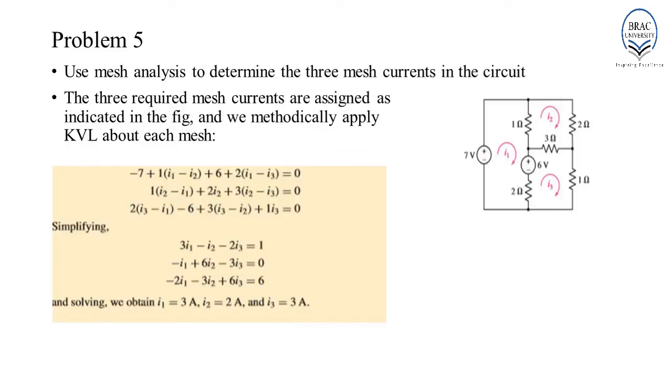Example 5. Use mesh analysis to determine the three mesh currents in the circuit. So, for this particular network, we have to determine the three mesh currents. The mesh currents are already assigned. So, based on the direction of the current in each loop, we will indicate the polarity across the resistors. The next step is to apply KVL to each of these loops. On doing so, these are the three equations that you will get.